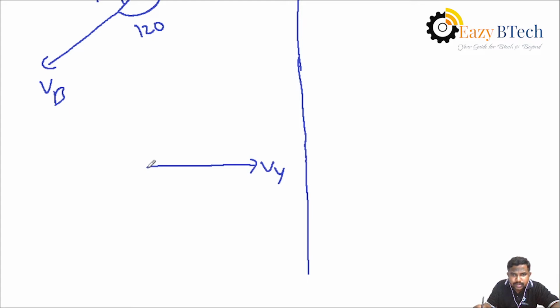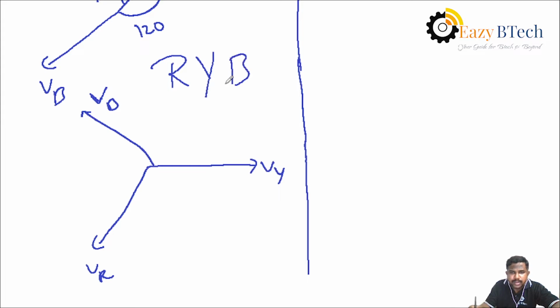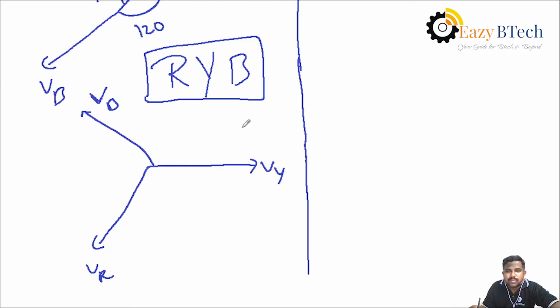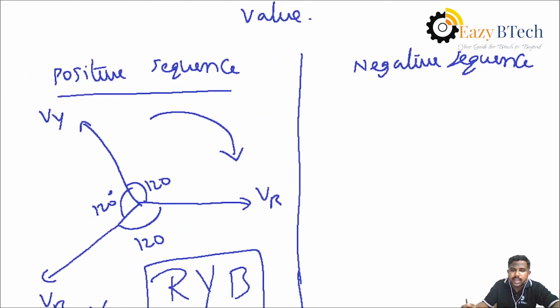Vy, again Vr, and again Vb. Like that, in the next operation, the reference is Vb, again Vy, again Vr. Like that, the phase sequence is nothing but R, Y, B. Okay, this phase sequence is called R, Y, B. If the phase sequence is R, Y, B, then that is called the positive sequence. If any one of the sequence is reversed here, that is called the negative sequence.